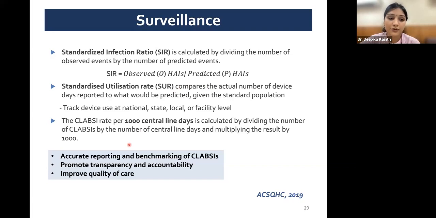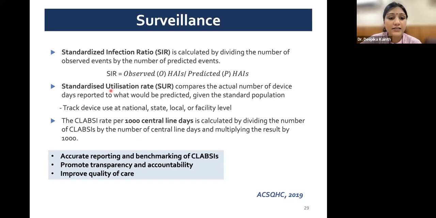And it is very important to report because it can also help us compare the units and see why one unit is doing better than the other. And it can also promote transparency and accountability of that unit and can help understand what are the factors particular to that unit, why CLABSI rates are higher or lower.